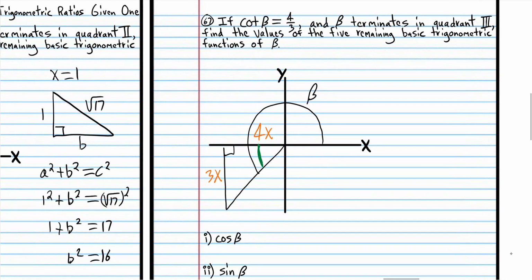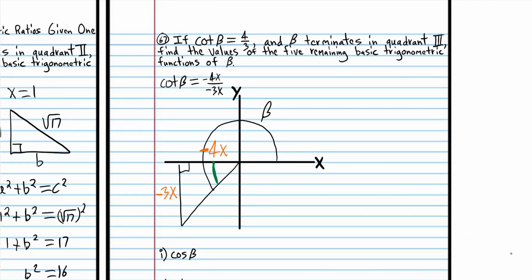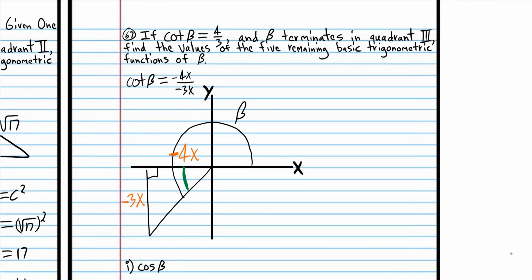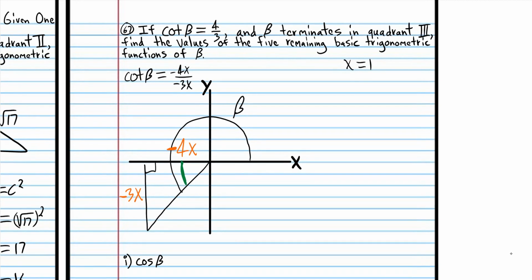These side lengths are going to both be negative side lengths, because this side is to the left of the y-axis, this side is below the x-axis. So cotangent beta is equal to negative 4x over negative 3x. And we're using x because we don't know exactly how big or small the triangle is. We don't really care. We're just looking for the ratio. But let's let x equal 1. It can be anything, and the ratios are going to be the same. Just for convenience, let's let x equal 1. And if x is 1, then this side will be negative 4, this side will be negative 3.